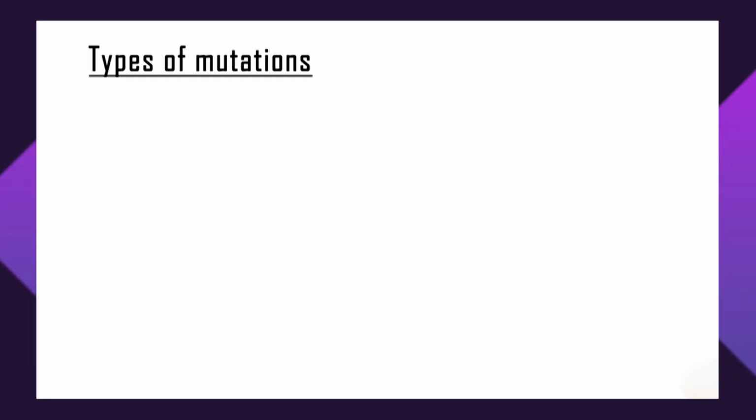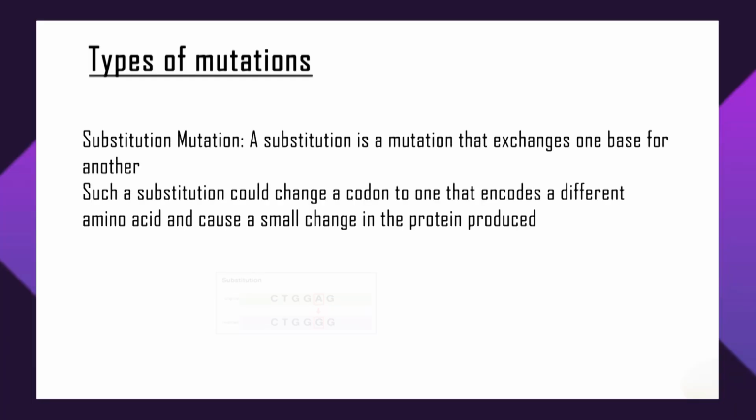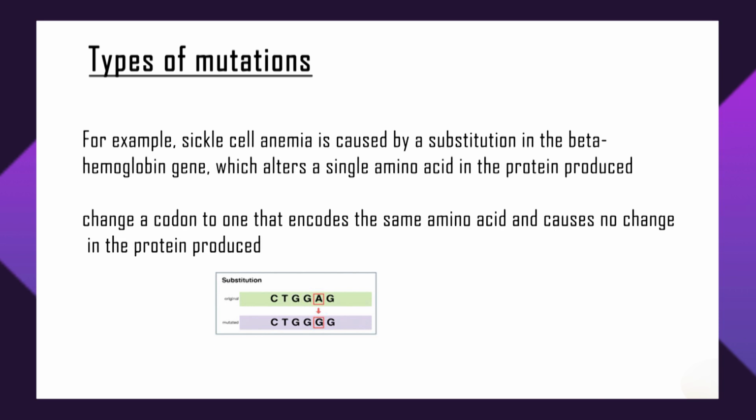Next one is the substitution mutation. A substitution is a mutation that exchanges one base for another. For example, a change in a single chemical letter, such as switching an A to G. Such a substitution could change a codon to one that encodes a different amino acid and cause a small change in the protein produced.